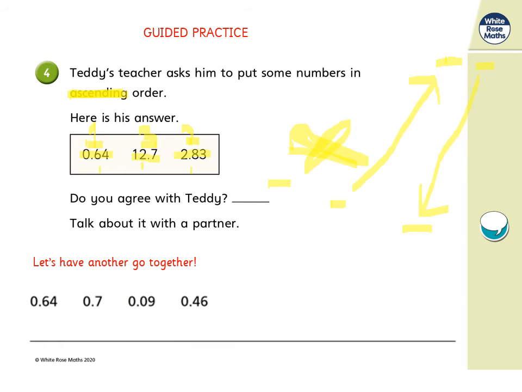Now, I'm just going to get my highlighter. Excuse me. I can also see that in my tenths column, so my second highest value column, I've got 6 tenths there, 7 tenths there, no tenths there, and 4 tenths there. So which is the smallest value when I'm looking at my tenths?